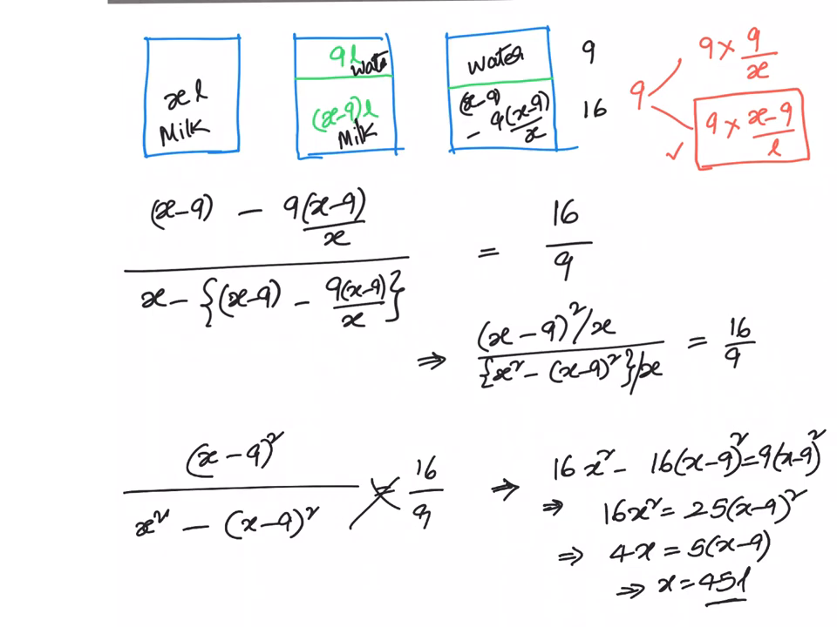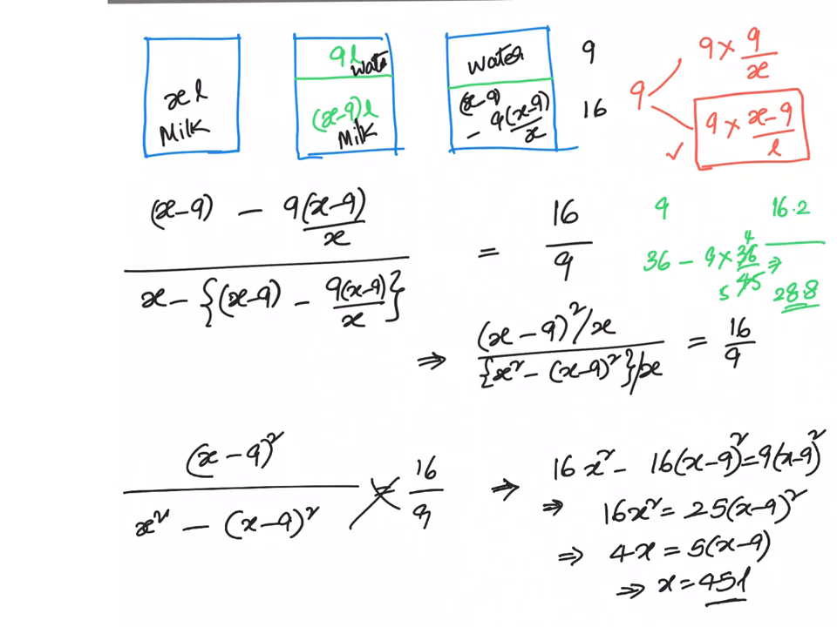For that, we'll just write down first 45 liters is there, then it became 9 and 36. After this, we removed 9 liters of mixture. At that time, how much milk is removed is 9 into 36 by 45. So that is equal to 9 4s are 36, by 5 is 7.2. So left out is 28.8. Total is 45, then milk is 28.8 and water is 16.2.